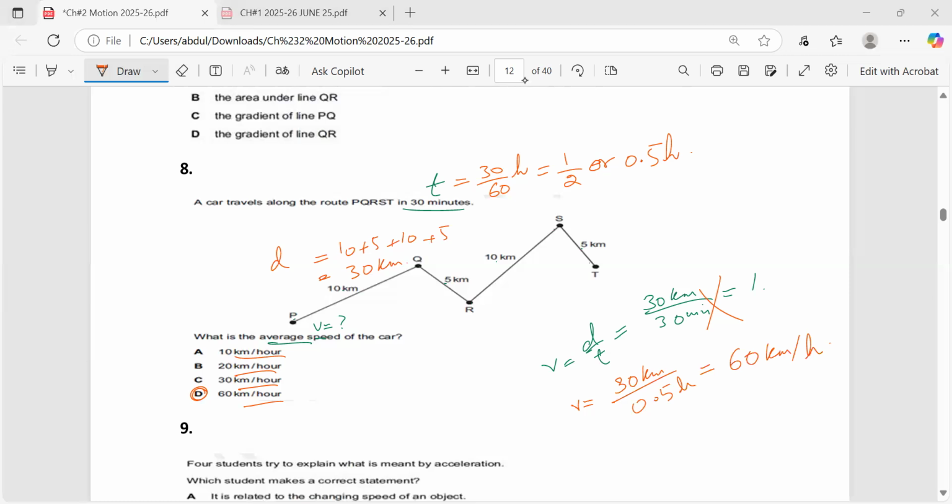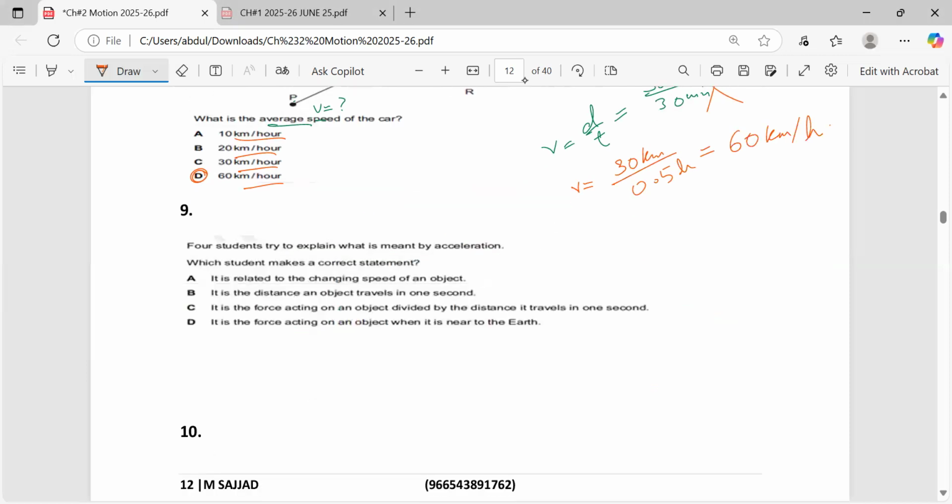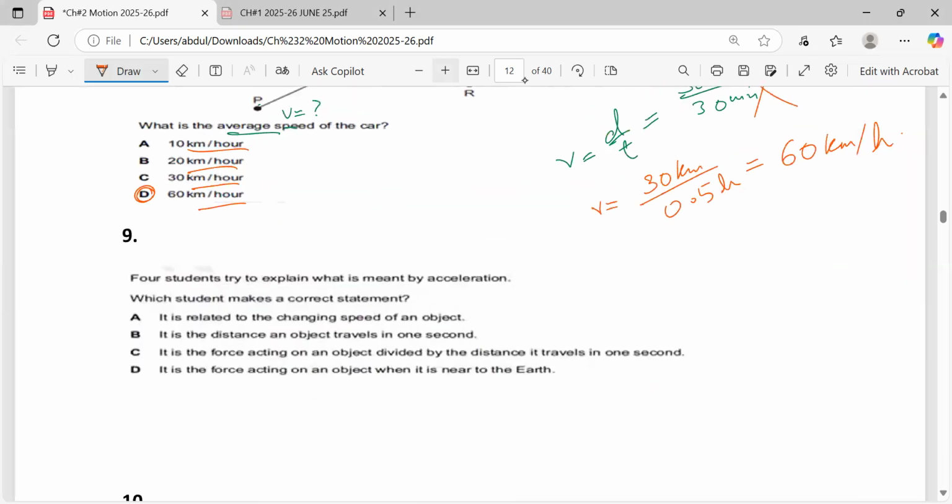Yes, Lemar, correct. Now, question number 9. I'm silent and you people are supposed to answer it. I can read the question for you. Four students try to explain what is meant by acceleration. Which student makes a correct statement?